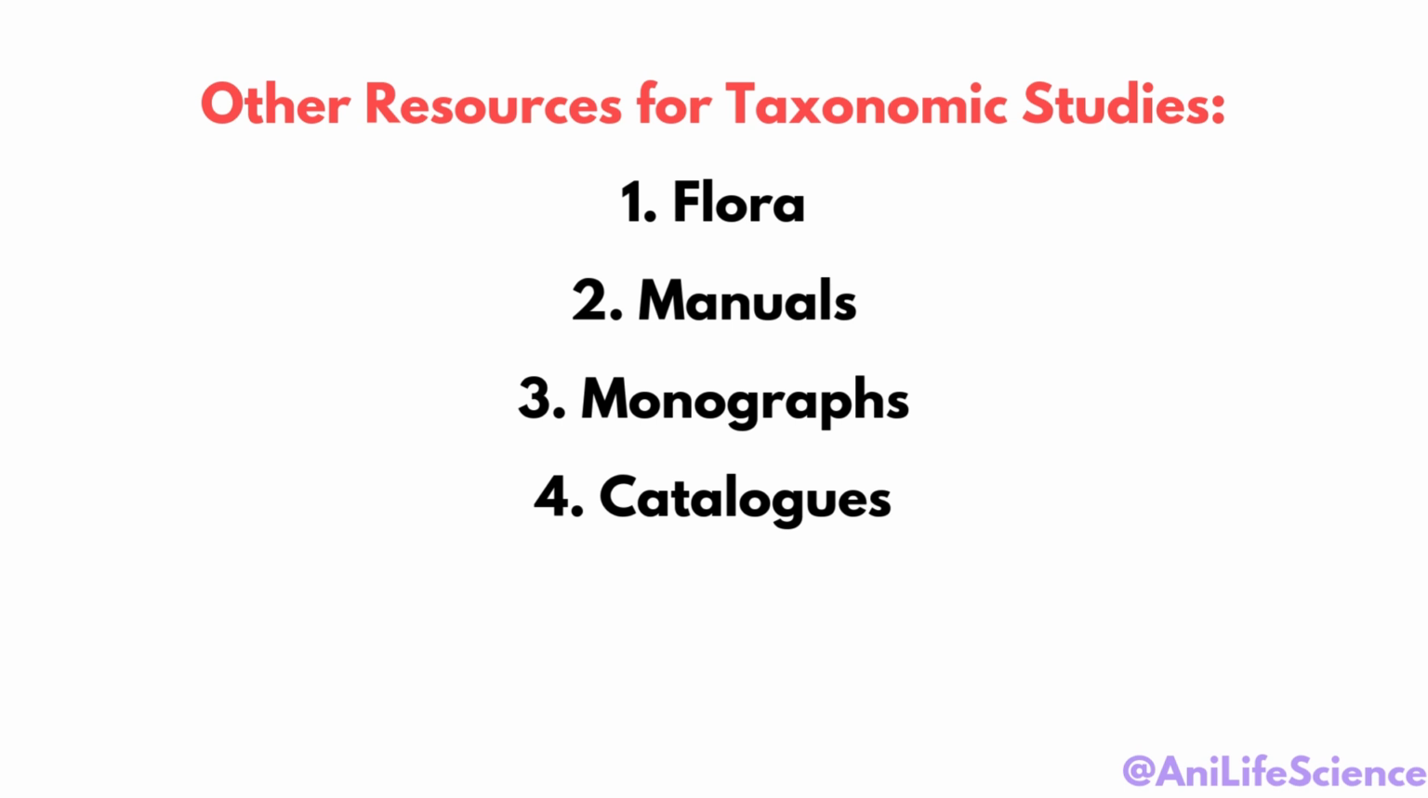Other resources for taxonomic studies. First, flora provides information about plants found in a specific area, including their habitat and distribution. Second, manuals help in identifying species in a region. Third, monographs focus on a single taxon, such as a genus or family, providing detailed information. Fourth, catalogs document and list species with their classification details.